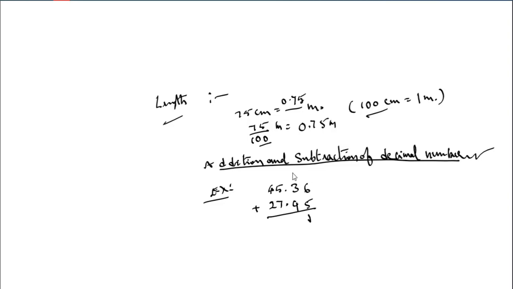Write 1 on top of the tenths place. So 1 plus 3, 4 plus 4, how much? 4 plus 4 is 8. Put the point. Now 5 plus 7, 12. Write 2, and 1 is there, write it on top of the tenths place. Now 1 plus 4, 5 plus 2, 7. Therefore 45.36 plus 27.45 is equal to 72.81. So this is the addition.